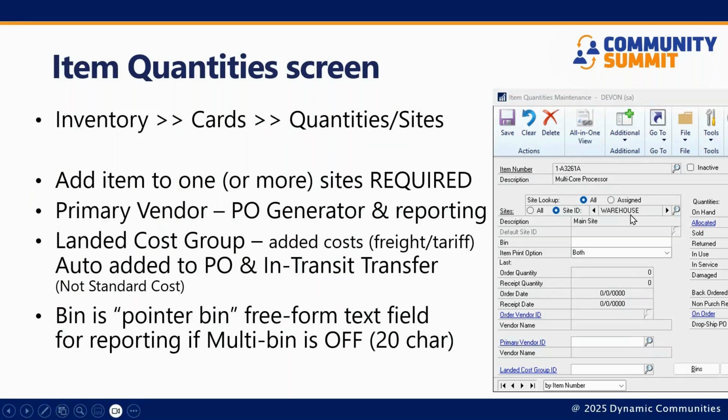What's useful when you have a site on here is that you can put in a primary vendor. The primary vendor allows you to use it in PO generating, and it's super helpful for reporting. So if you want to get a list of vendor items, having a primary vendor and a primary site helps make those connections in the database. And also, we're doing more and more landed cost. Landed cost here allows you to add costs, either freight or tariff, auto added into the PO and the in-transit transfer. Again, not used on standard cost.